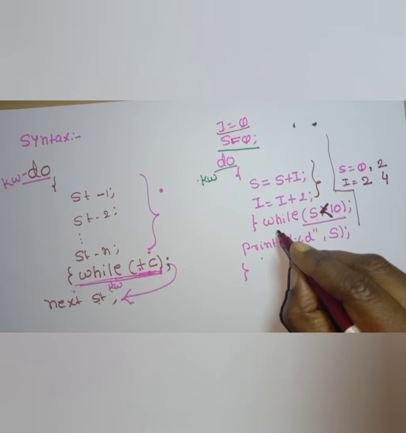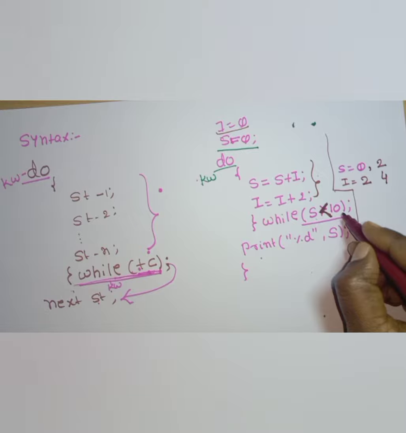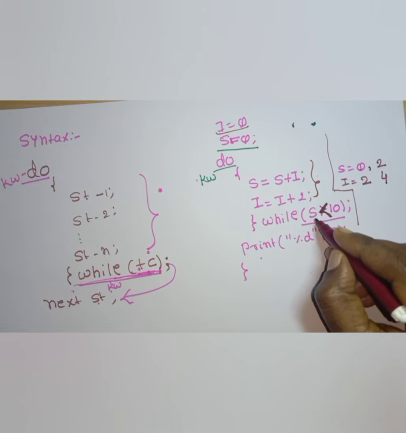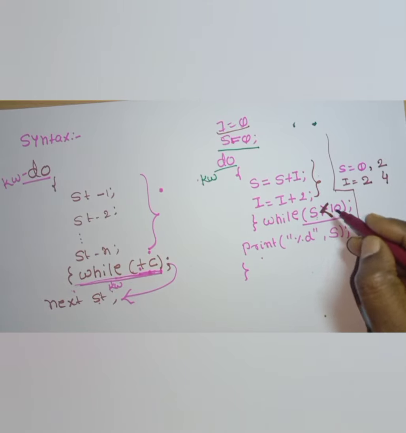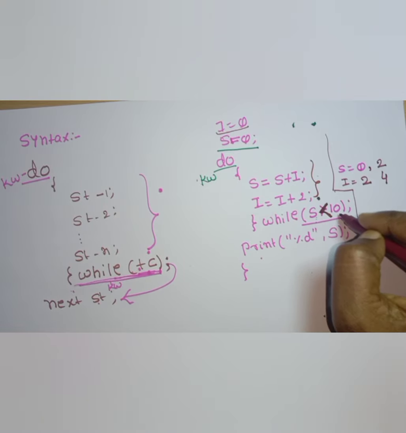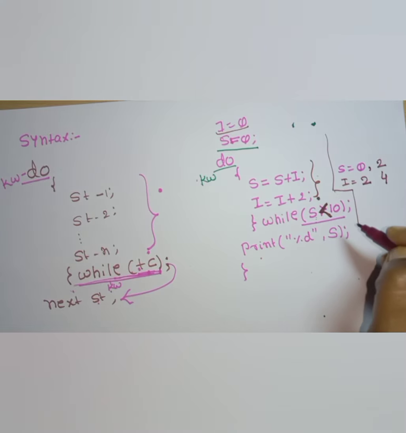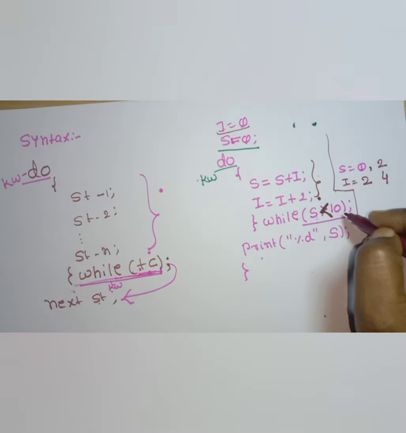And now, while, once again it checks the condition. s is less than 10. Once again, 4 is less than 10. The condition is true. When the condition is true, once again it executes. How many times does it execute? Till your s value is greater than 10. Okay, when your i value is equal to 8 plus 2, then 10. Now what happens? 10 is less than 10.